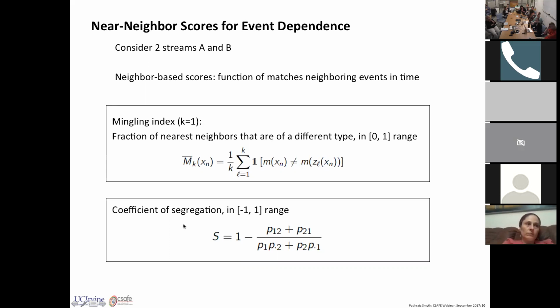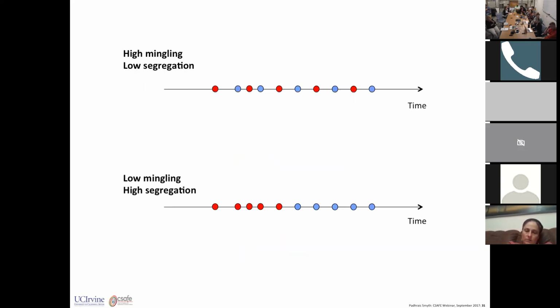The other closely related coefficient that people use is something called coefficient of segregation. You can think of it essentially as a correlation coefficient. It's looking at the probability that a neighbor is of type A or B relative to if they were independent. So the product of the marginals versus conditional probabilities that you actually observe.